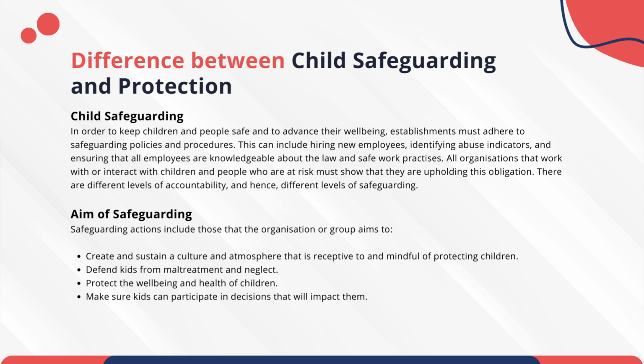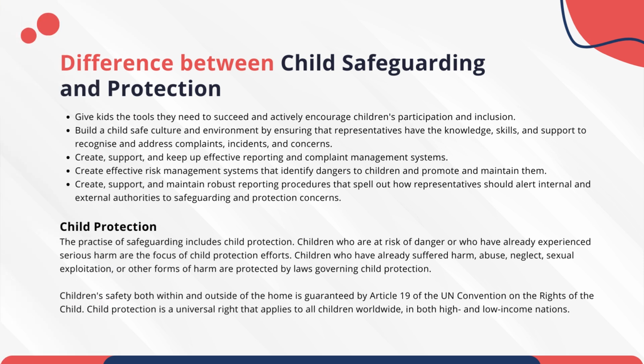Aim of safeguarding. Safeguarding actions include those that the organization or group aims to create and sustain a culture and atmosphere that is receptive to and mindful of protecting children. Defend kids from maltreatment and neglect. Protect the well-being and health of children. Make sure kids can participate in decisions that will impact them. Give kids the tools they need to succeed and actively encourage children's participation and inclusion.